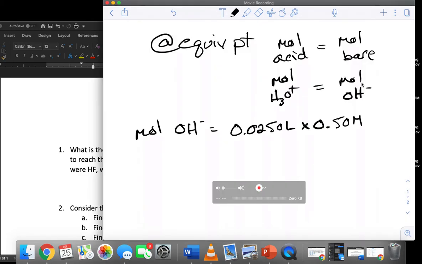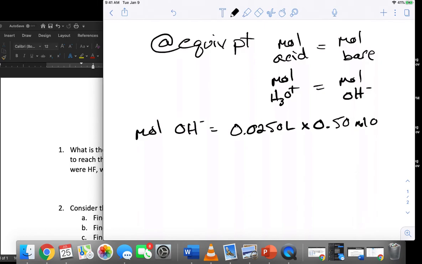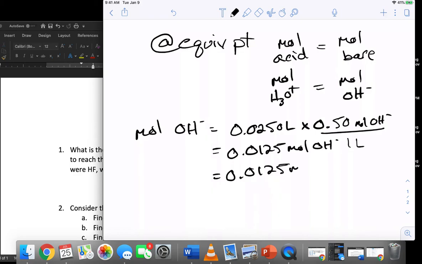And remember, I can write this as 0.5 molar, but if I want to be particular, this is my moles of hydroxide per 1 liter. Right, so look at my units. My units are canceling, and I can find my moles this way. So I can simply take 0.5 times 0.025, or 0.0125, which will be my moles of hydroxide. But since I'm at my equivalence point, when I have that many moles, that means this is also the number of moles of HCl that I must have at that equivalence point.